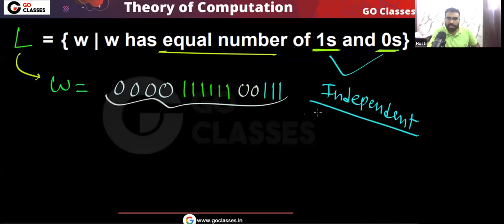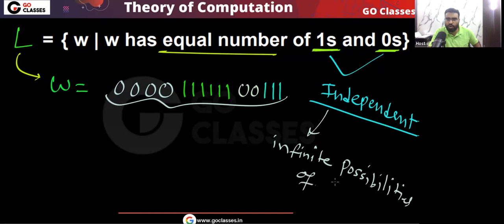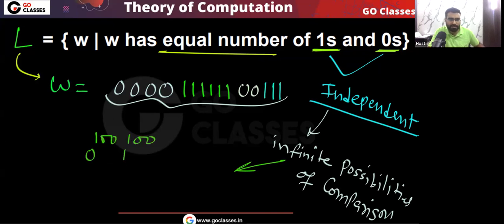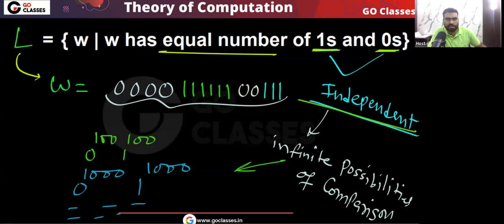That is the reason we can create infinite possibilities of comparison, because they are independent. So what infinite possibilities can I create? For example, I can have 0 power 100, 1 power 100. Yes or no? I can create, for example, 0 power 1000, 1 power 1000. Like this, because they are completely independent of each other.